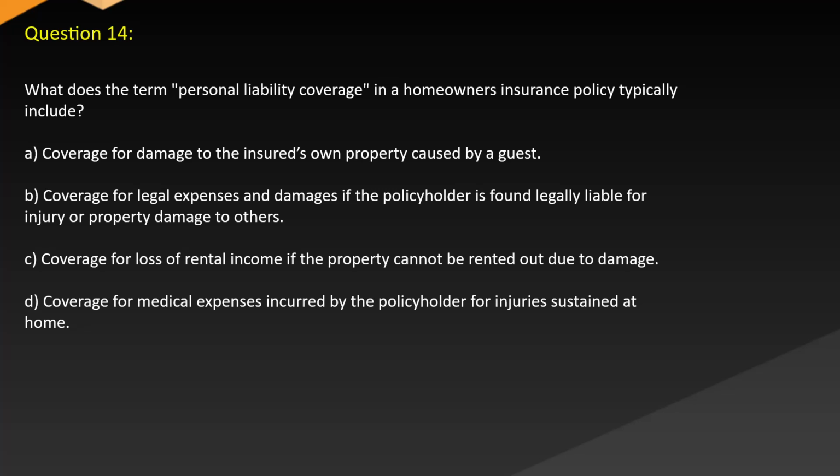Question 14. What does the term personal liability coverage in a homeowners insurance policy typically include? A. Coverage for damage to the insured's own property caused by a guest. B. Coverage for legal expenses and damages if the policyholder is found legally liable for injury or property damage to others. C. Coverage for loss of rental income if the property cannot be rented out due to damage. D. Coverage for medical expenses incurred by the policyholder for injuries sustained at home.